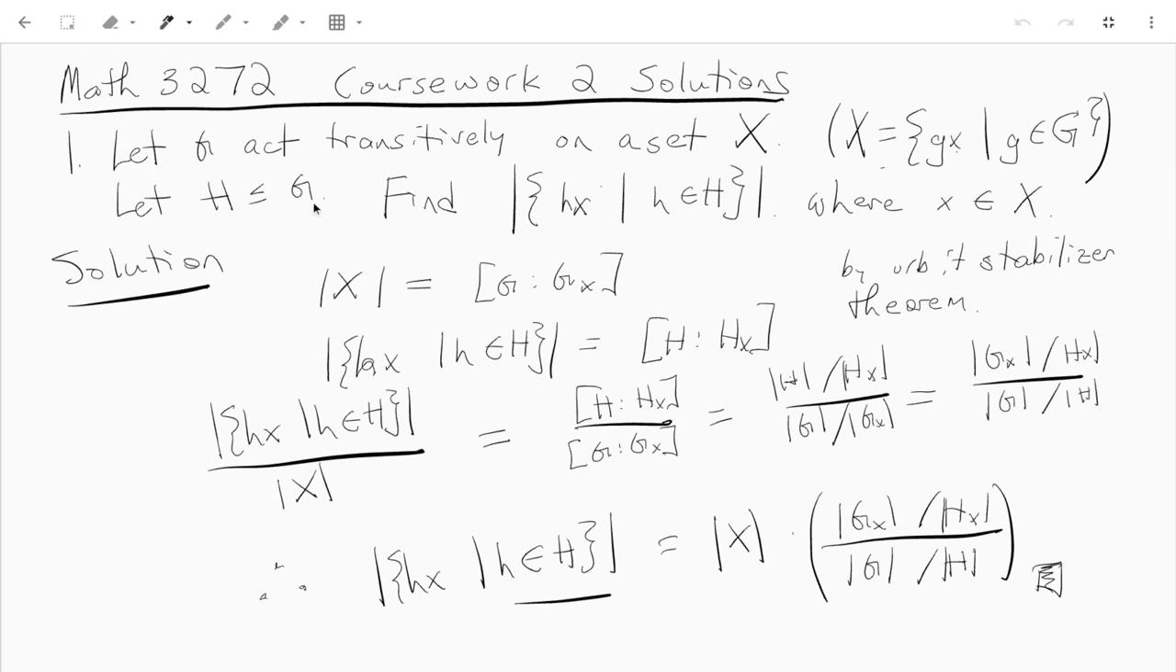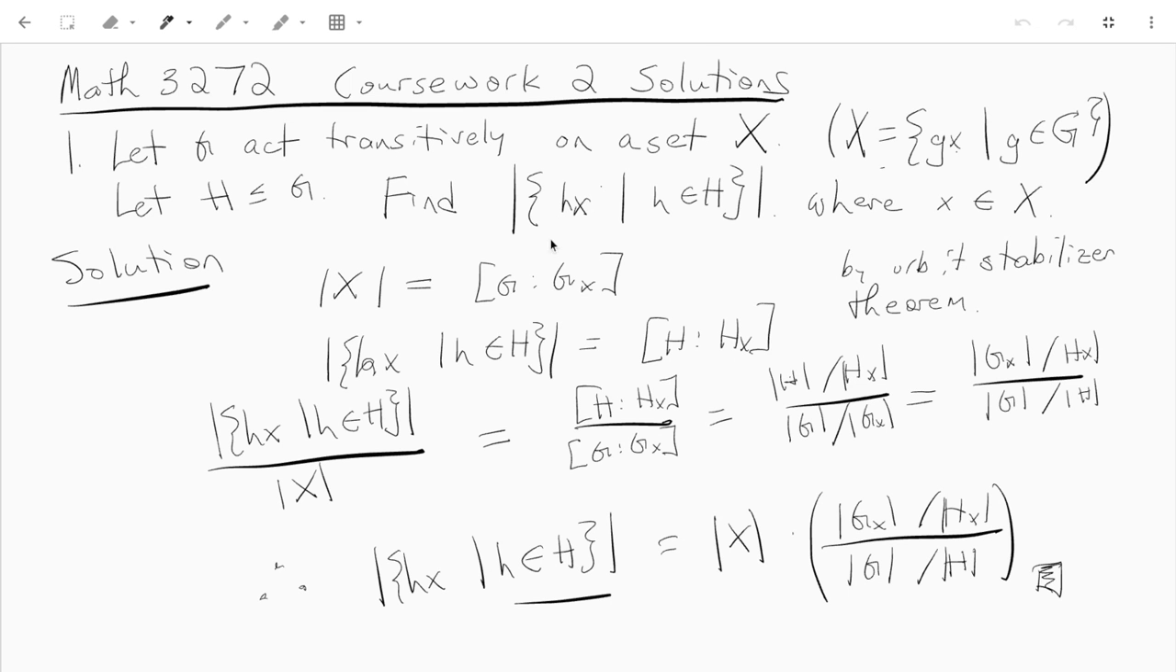Let's go. This is the first question. It says we have a group G acting transitively on a set X. That means essentially that in the group action, there's only one orbit. Okay? And now we have a subgroup of G, and we have to find the size of an H orbit. Okay, the orbit of X, but we're only using elements of H, not all of G.